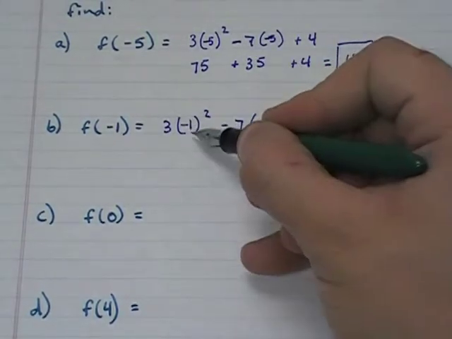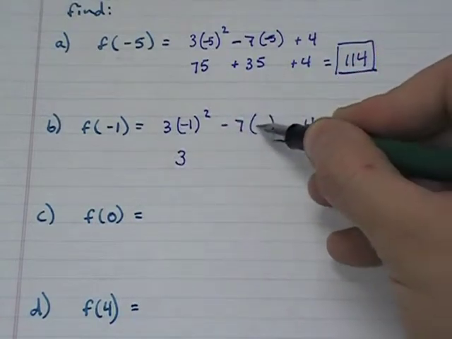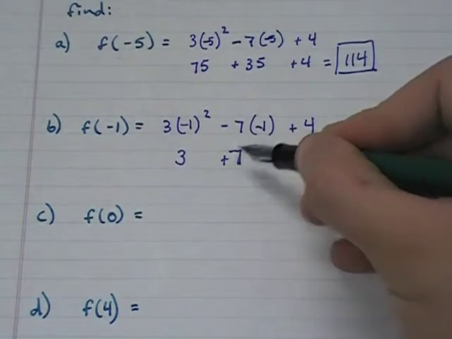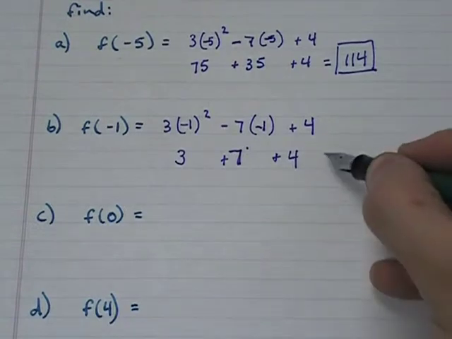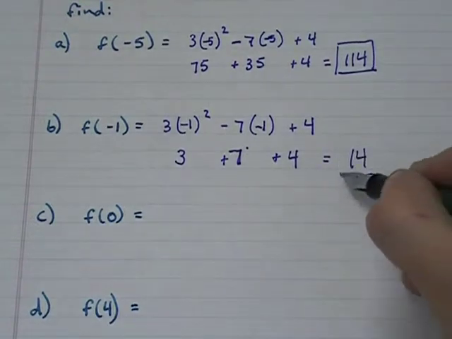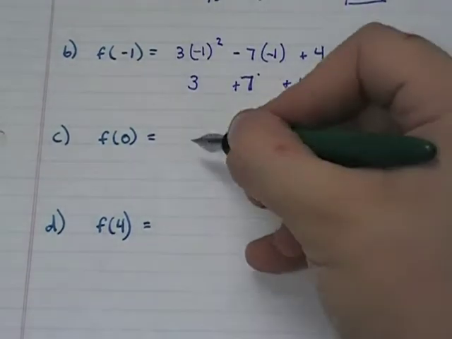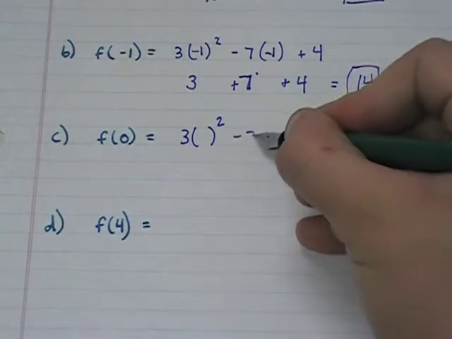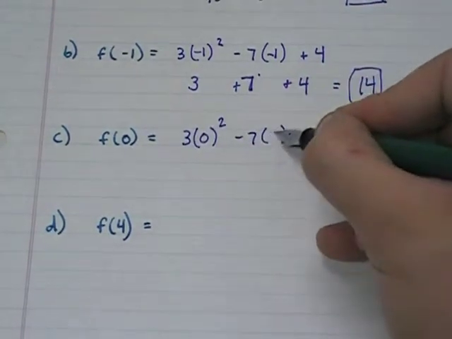Well, negative 1 squared is 1, and 1 times 3 is 3. Negative 7 times negative 1 is plus 7, and then plus 4. Okay, well, 3 and 7 make 10. 10 plus 4 make 14. Okay? F of 0. Again, rewrite the function 3x squared minus 7x plus 4. And everywhere you have an x, put 0.